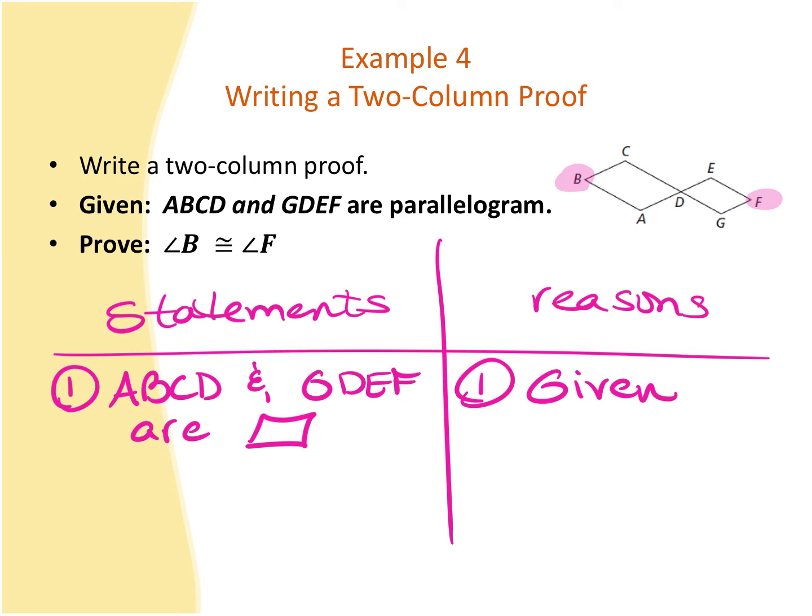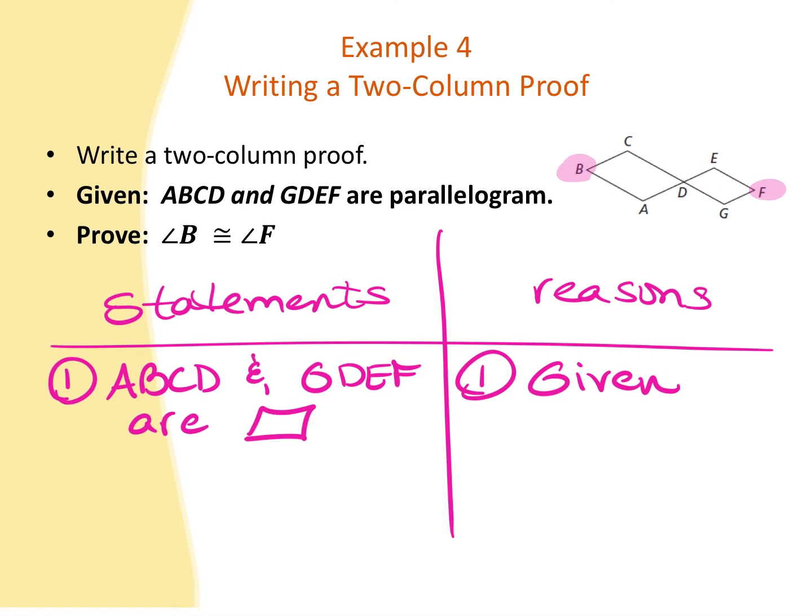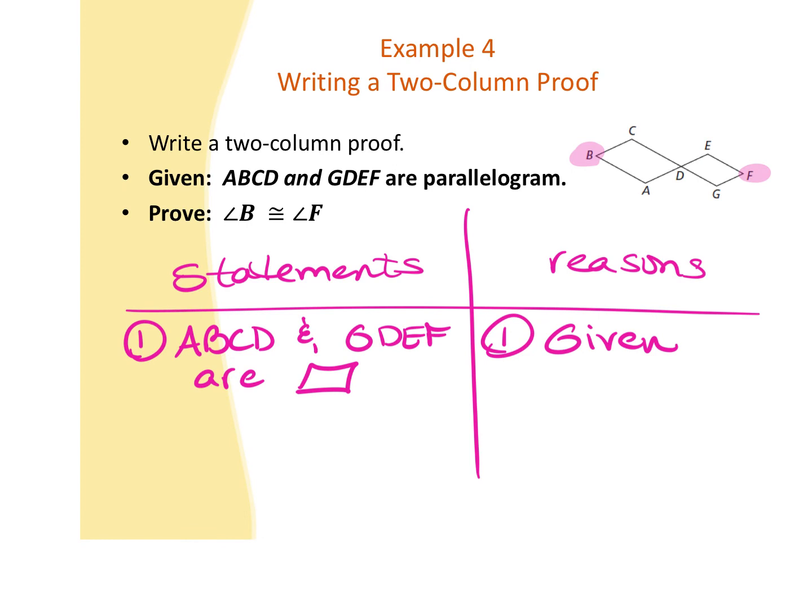Now, since I have two parallelograms here, the first thing I'm going to do, because I'm trying to show some angles are congruent, that's going to be the theorem I'm going to use. I can state that this angle B here is going to be congruent to this angle right here. Then I can also say that this angle that's in this parallelogram is congruent to this. So I'm going to go ahead and state that.